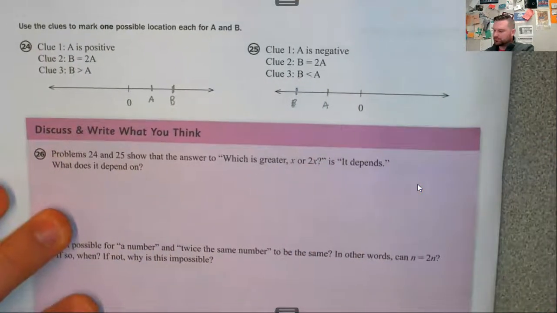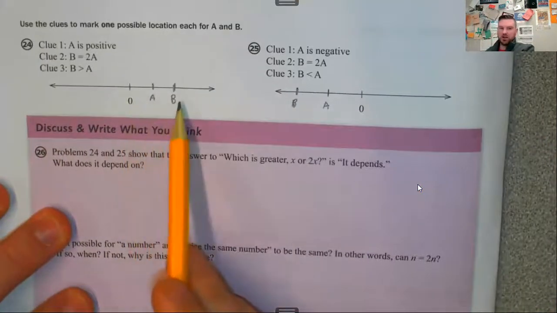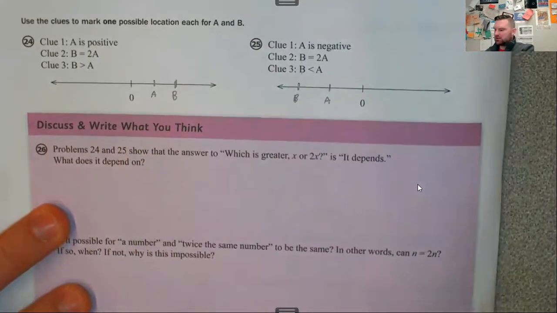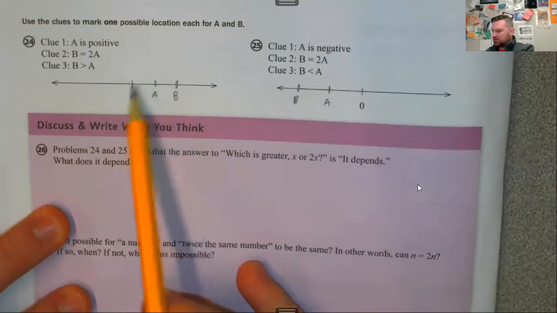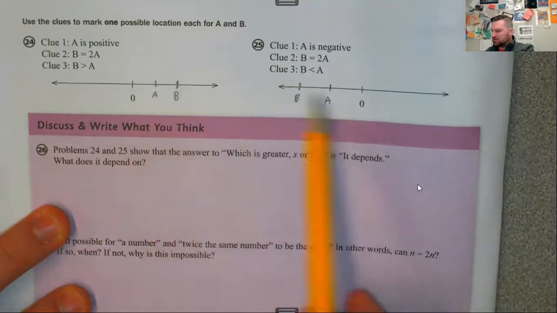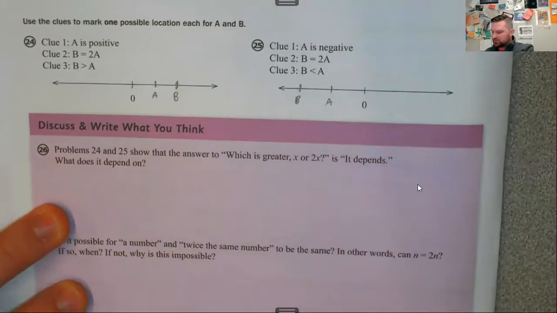So there you go. And the spacings here could be different. You could have more, you could have less. It doesn't matter, as long as the spacing between 0 and A is the same as A and B. They should be the same.